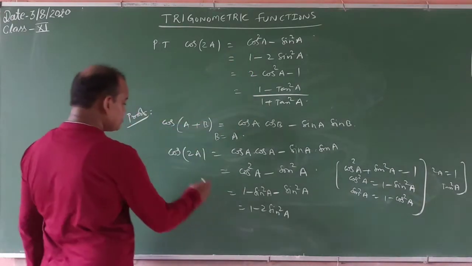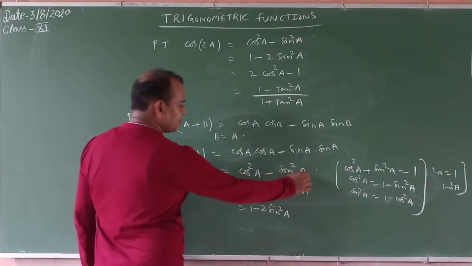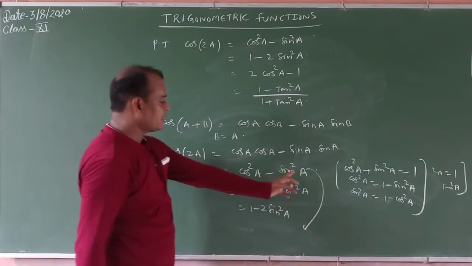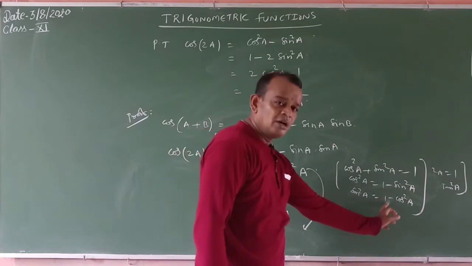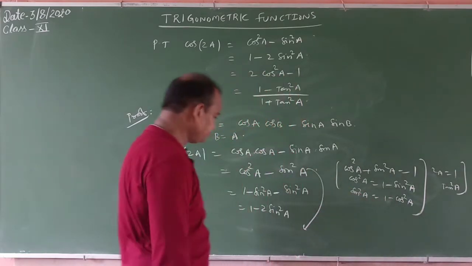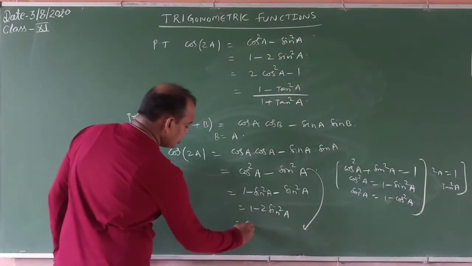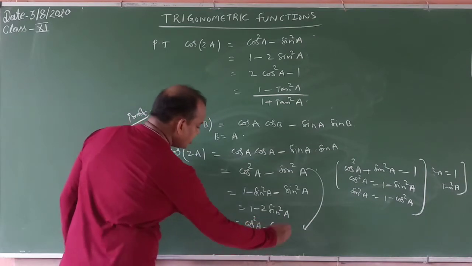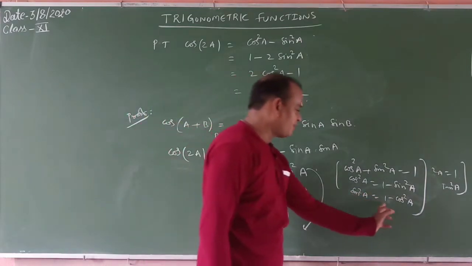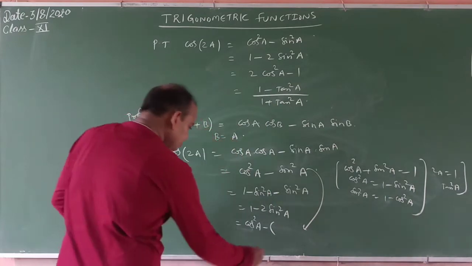Yes. From this one, the cos 2A formula is cos square A minus sin square A. From here, sin square A equals 1 minus cos square A. Say yes or no? Yes. That equals cos square A minus sin square A, with sin square A as 1 minus cos square A.